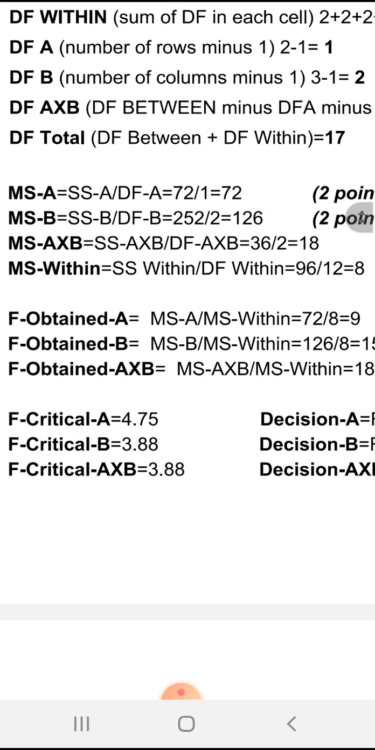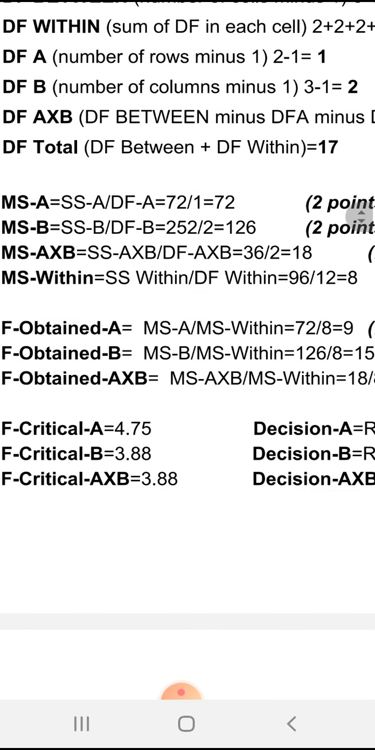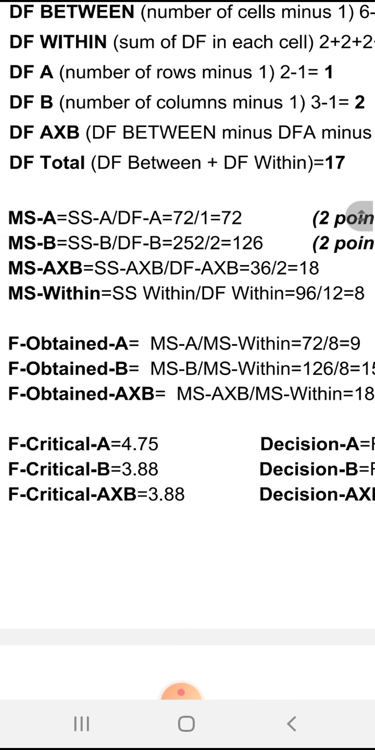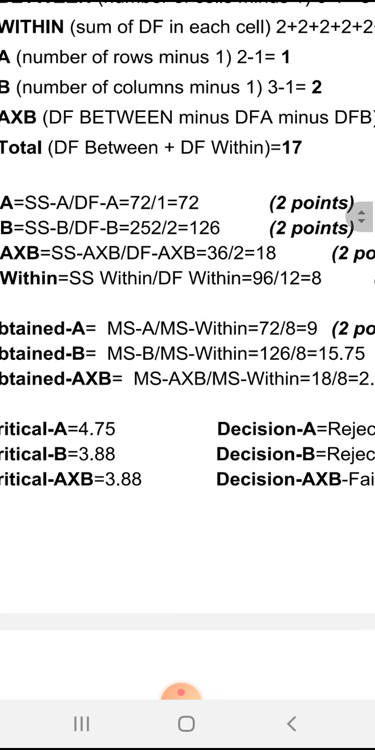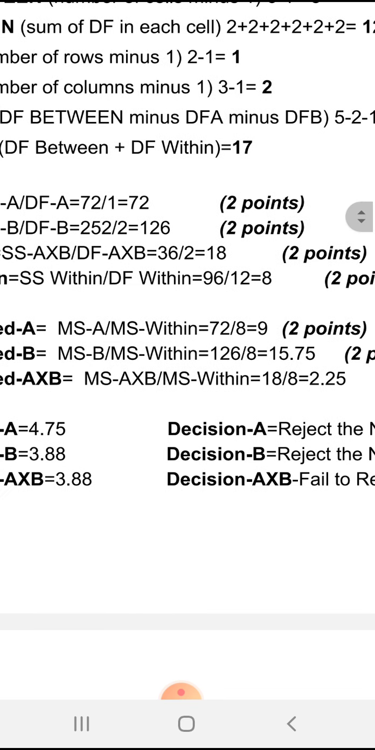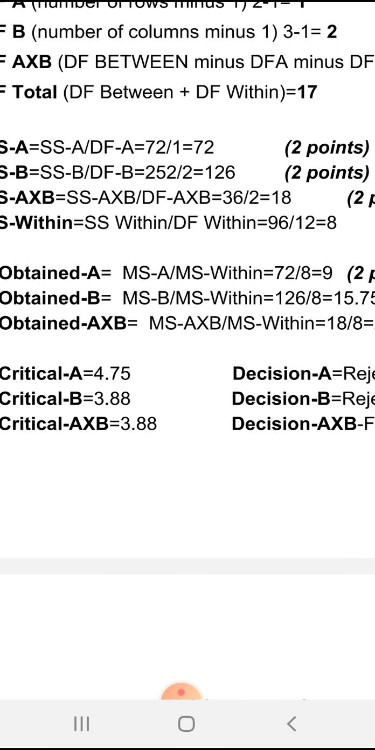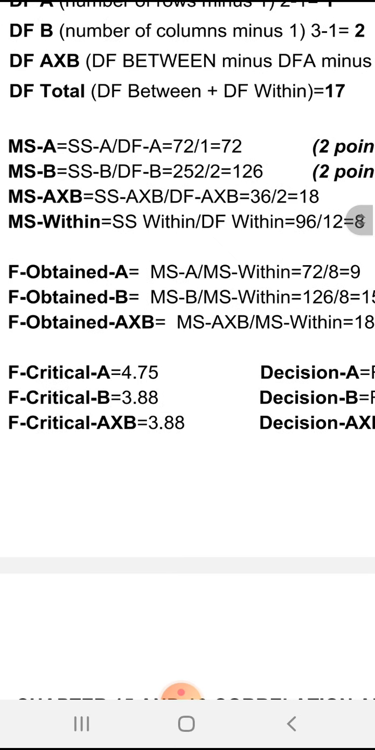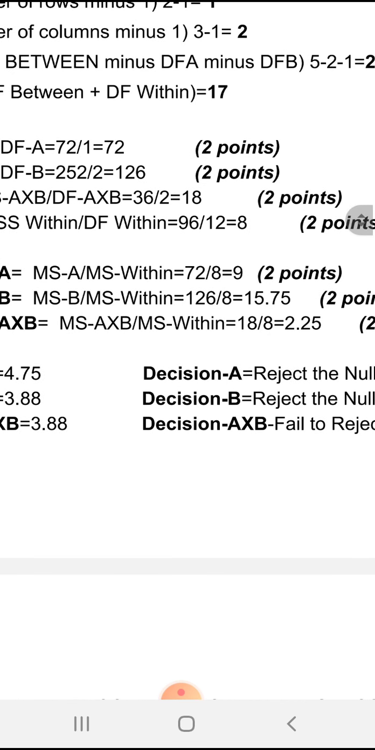All right, so now we want to get the F obtained for each of the factors. So the F obtained of A equals MSA divided by MS within. We are always going to be divided by MS within on a two-factor ANOVA when solving for F obtained. So in this case, MSA is 72, MS within is 8, 72 divided by 8 equals 9. F obtained B: MSB divided by MS within equals 126 divided by 8, which equals 15.75. And F obtained for interaction is MSA by B divided by MS within, which is 18 divided by 8, which equals 2.25.